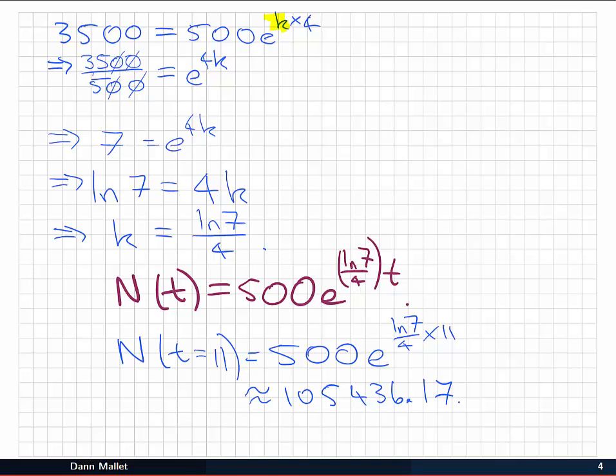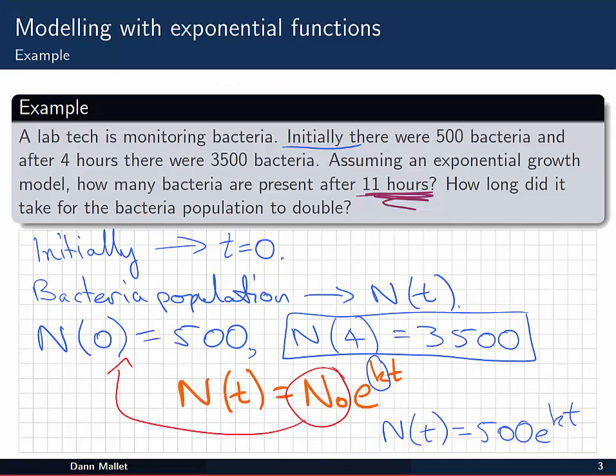Jumping out to your calculator, you should be able to find that that's approximately 105,436.17. Now we should finish this up and say that that's a whole number because we're talking about the number of bacteria. So we could say something like number of bacteria, and I'm going to round down, is 105,436. And that answers the first part of our question. How many bacteria are present after 11 hours?